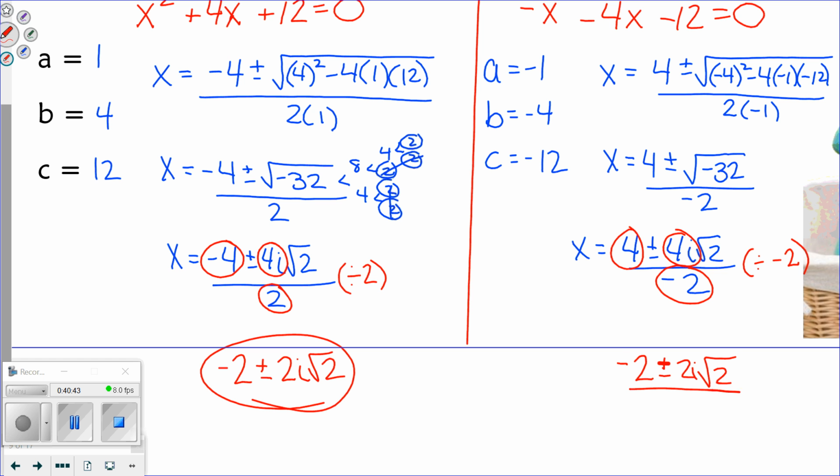2i radical 2 all over 1. It's the same thing. So whether you move it to the left or to the right, it does not matter. The only difference you're going to find is you got a lot more negative signs to worry about if you move them to the one side where the x squared is negative. But you end up in the same spot. Good? Yes?